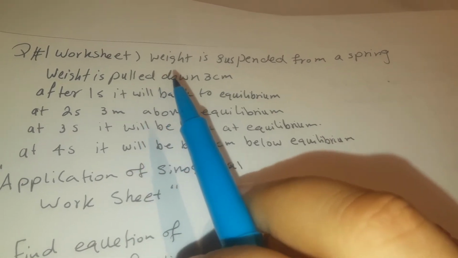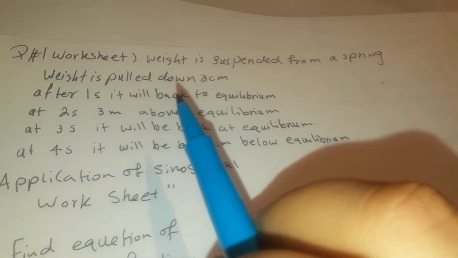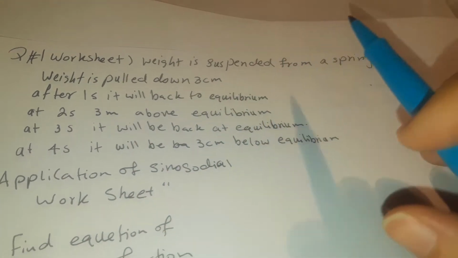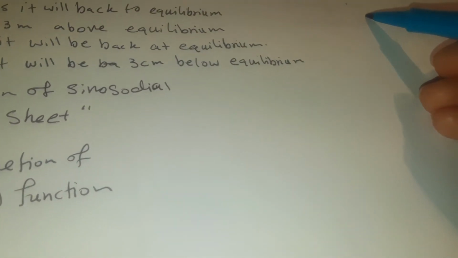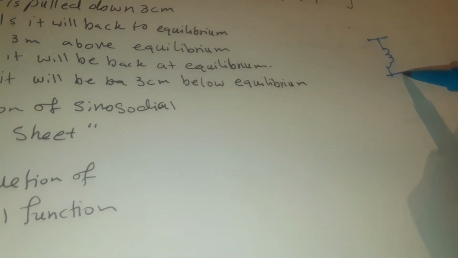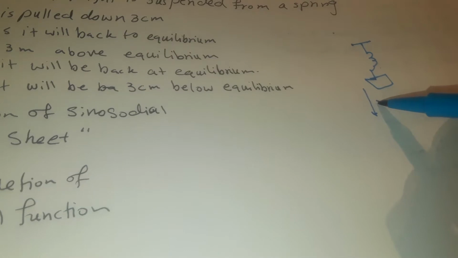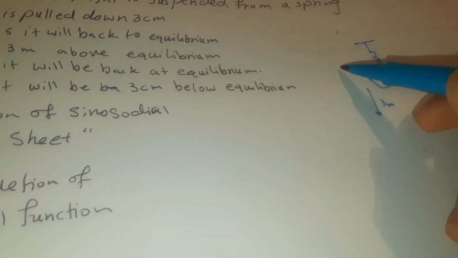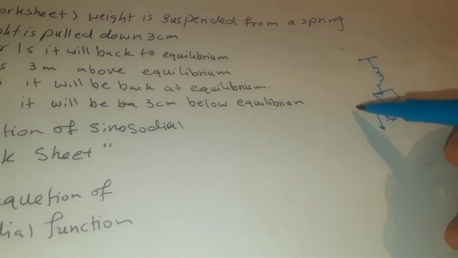First, this is the question. Weight is suspended from a spring. Weight is pulled down 3 centimeters. Everyone knows what a spring is, right? So if this is like that, this is like the spring. This is the weight. I pull it down 3 centimeters. So it starts going up and down, right? So it's going to be a sinusoidal model.